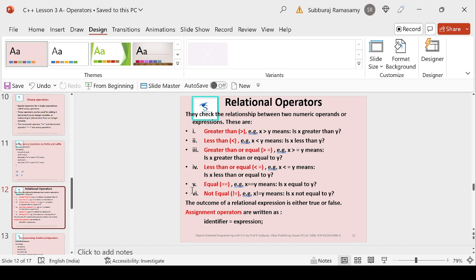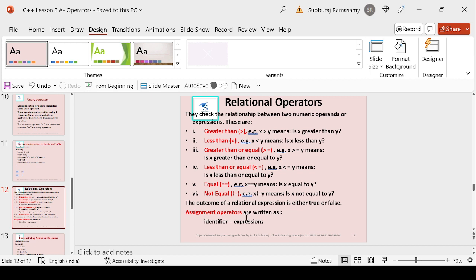So these six operators are used for checking the relationship from left hand side to right hand side. The outcome of a relational expression is either true or false. True is also indicated by numeric 1. False is also equal to 0, right? And I have not told you that any non-zero integer will be identified as true, and 0 will be identified as false.